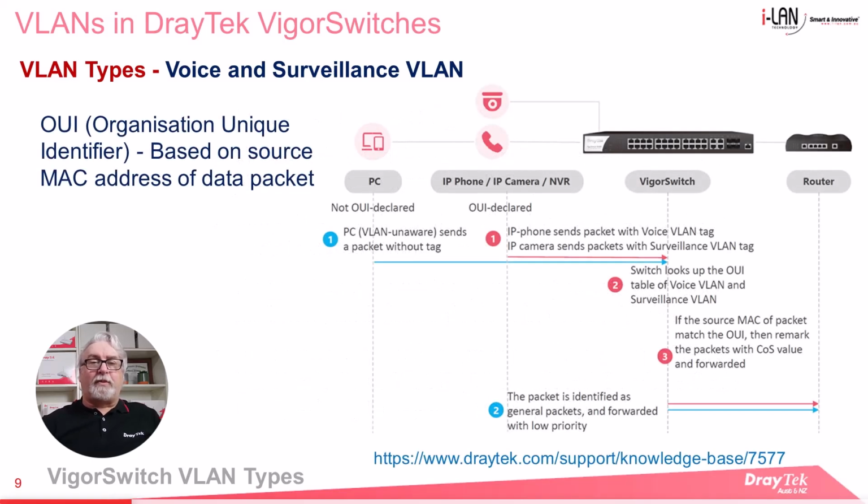This diagram illustrates the process used to identify devices to be placed into the voice and surveillance VLAN. It uses the OUI, which is an abbreviation for Organisation Unique Identifier, and is based on the source MAC address of data packets. Here the data packet comes into the switch with a voice surveillance VLAN tag. The switch compares the source MAC address, that's the first 6 characters, with the pre-configured OUI. If a match is found, the data packet is classified as voice surveillance traffic and is remarked with a COS value and forwarded with high priority. More details on how to set this up is in application note 7577 in our knowledge base.